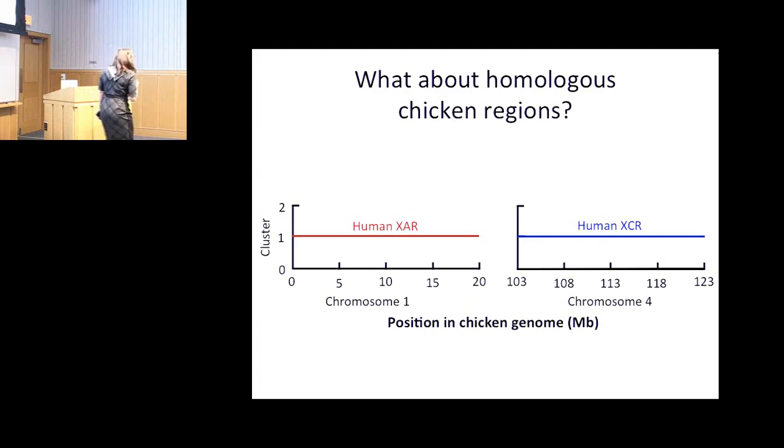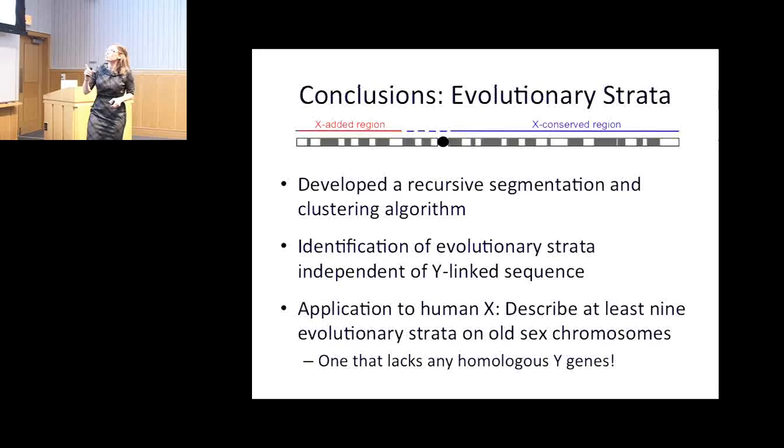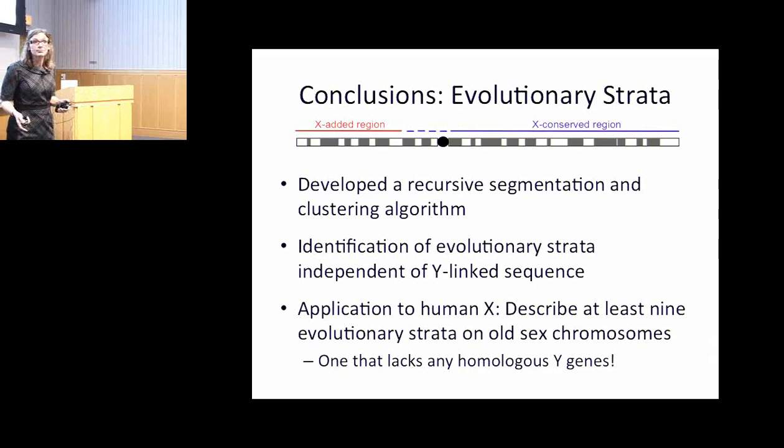So our conclusion here is that we developed a recursive segmentation and clustering algorithm. We use it to identify novel evolutionary strata on the human sex chromosomes, applying it to the human X chromosome in the absence of Y sequence information. This is really amazing because of the 36 mammals that are fully sequenced right now in the 44-way alignment, there's more and more that are coming out. All of them were female, which means they have two X chromosomes and no Y sequence information, except for human and chimpanzee.